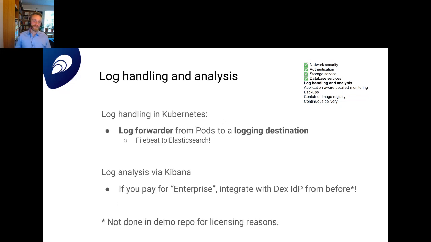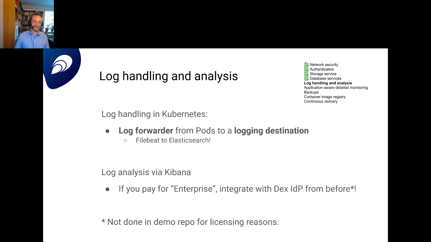Log handling and analysis. In Kubernetes, it just assumes that your logs will write to standard output. Your application will write its logs to standard output. Doesn't demand that you yourself know how to forward it to any log handling service, because that is the job of a log forwarder. So the idea is you install some software on each node in your Kubernetes cluster, and it's going to pick up all the logs that your application pods, instances, are emitting, and it's going to push it to some logging destination. And in this demo repo, we use FileBeat and Elasticsearch to do this.